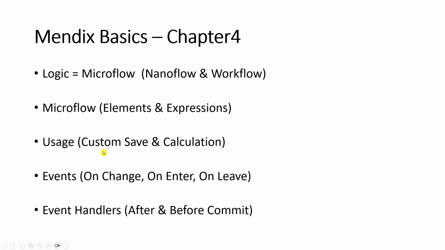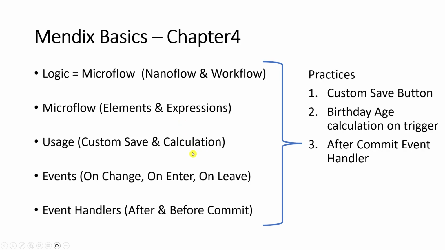We have some usages and practices. We will make some calculations and a custom save button. We will see events, and we will see the event handlers also in this chapter. And also there are some practices. We mimic our save button with the custom save button. We will calculate the age of the person from the birthday date. And we will see the after-coming event handlers. Okay, let's start.